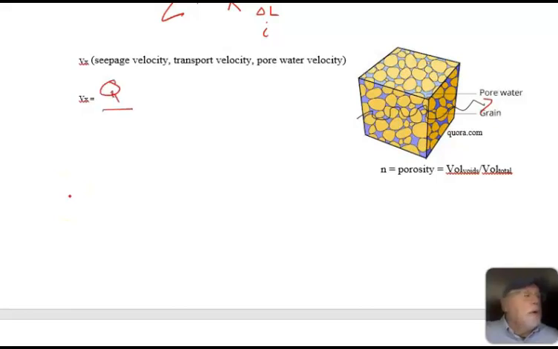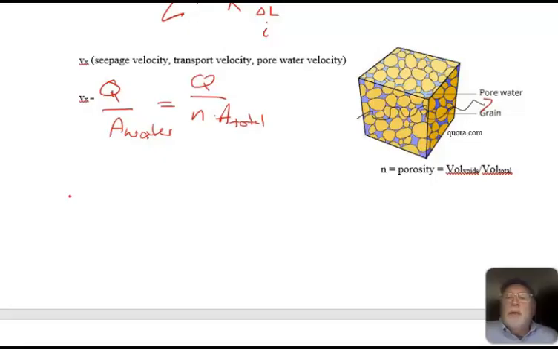sorry, the area of the water that's actually going through there, right? So like a pipe. Well, the area of the water, or the area of the void space, is the porosity times the total area. Porosity is the volume of voids, or the open space between the particles, divided by the total volume. So I'm going to use an N for porosity.